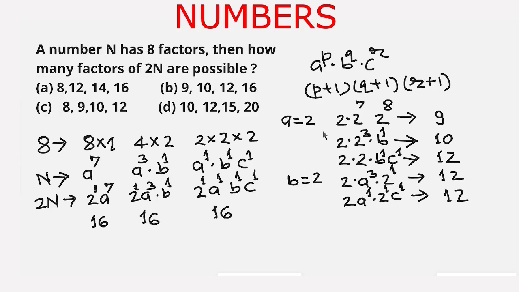So now how many types of factors we have? 9, 10, 12 and 16. So we have 4 factors of 2n possible, which are 9, 10, 12 and 16. And from the given options, our answer is option B, 9, 10, 12 and 16. I hope you have understood the method of solving such type of questions. We go to the next question.